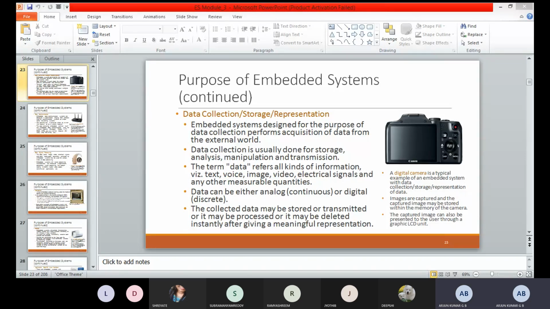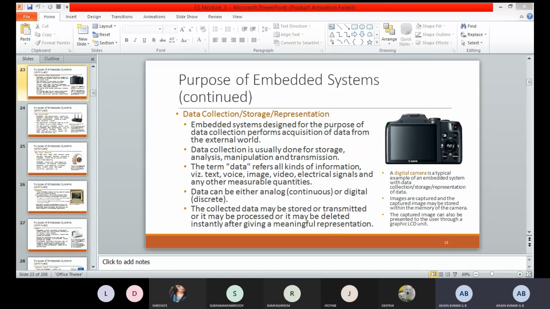Initially I told you the example for data collection, storage, and representation is a camera. Images are captured, and the captured image will be stored in the memory of the camera. Again, the captured image also will be represented by using the LCD display or display system. That's one purpose they use the embedded system for: data collection, storage, and representation.